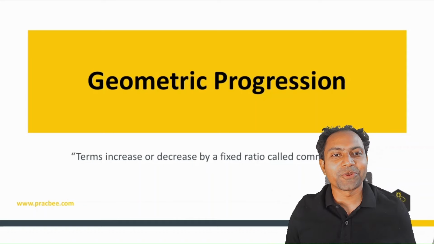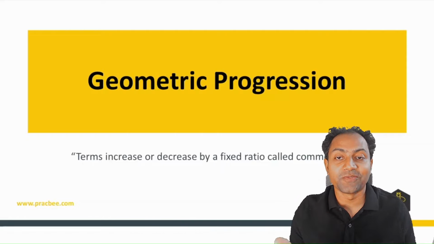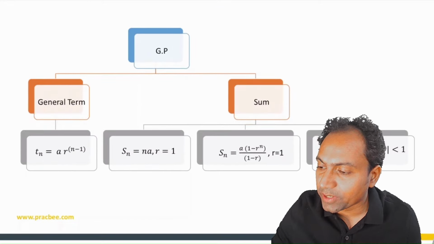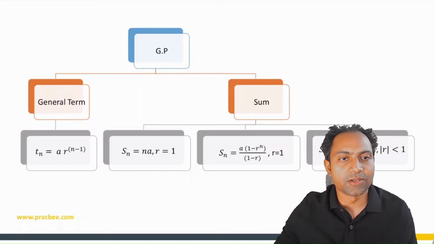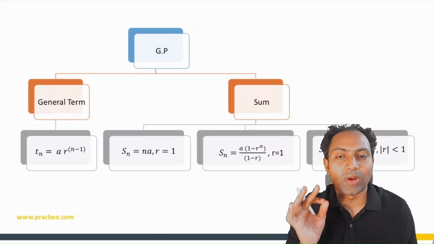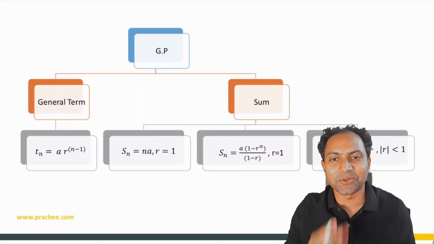Next, we are going to look into geometric progression. A geometric progression is defined as a sequence in which the consecutive terms have a common ratio. So now let us first see what are the basic results on geometric progression. The general term of a GP is equal to a into r raised to the power n minus 1, where a is the first term and r is the common ratio.